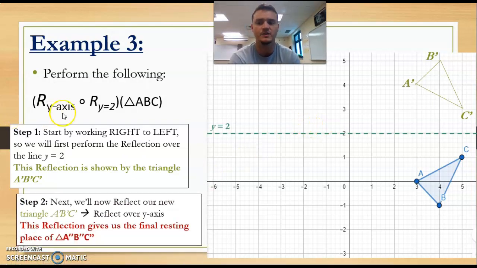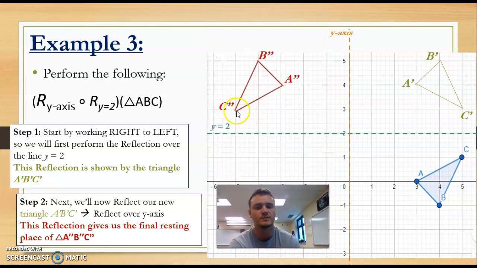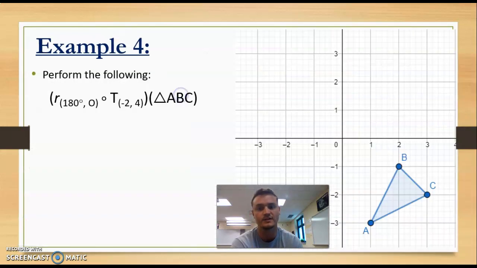And then our second one is a reflection over the y-axis. So now we're going to take this new triangle here and reflect it over the y-axis, which is the vertical line. And then again, we're just going to count from our new points. A prime would go 1, 2, 3, 1, 2, 3. So A double prime will end here. B double prime and C double prime, you should see where they end up there. So again, a lot of this should just be a review of how to actually perform these transformations, but this is a good lesson to make sure that you know how these transformations work too.